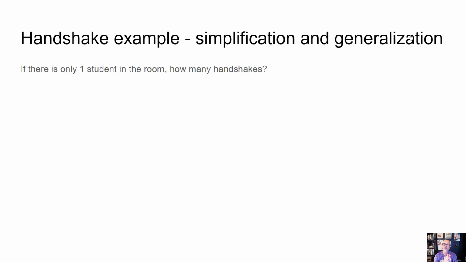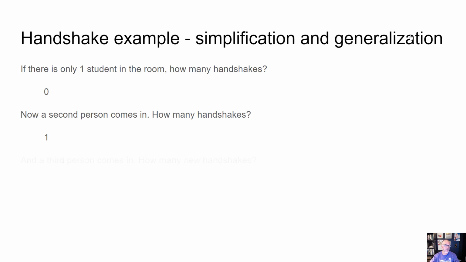If there's only one student in the room, how many handshakes are there? Well, there's none. I mean, unless you're doing this, right? The person is shaking hands with themselves. So there's 0. If someone else comes into the room, a second person, how many handshakes are there? Well, there'd be 1 between the 2 people that are now in the room.